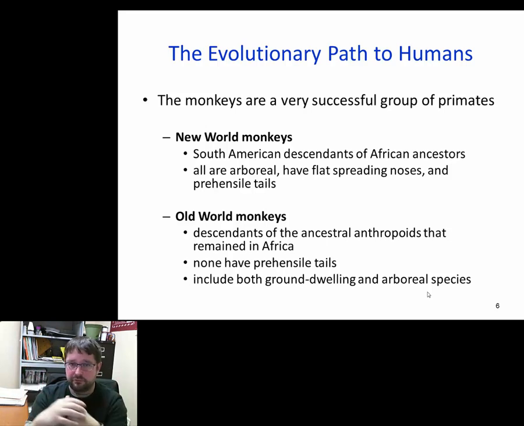So next time you go to the zoo and you're looking at a monkey, if it can hang by its tail, it's a New World monkey. It came from South America. If it cannot, it's an Old World monkey. It came from Africa or India region.